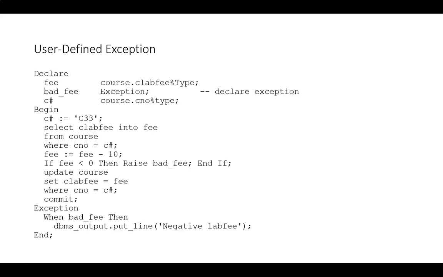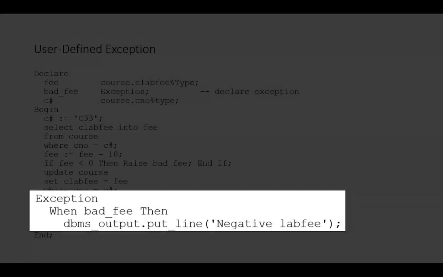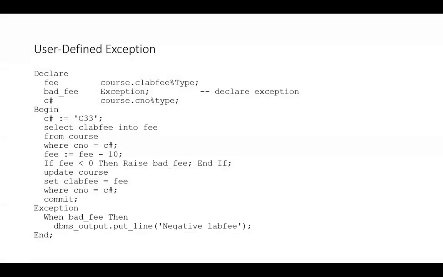If the fee is negative, we raise the exception, skip over the update and the commit, and enter the exception block. We check, is it a bad fee exception? When bad fee, then we take the action of displaying the message negative lab fee. If it's any other type of an exception that's encountered, we've not handled it here. That's the basic idea of a user-defined exception.